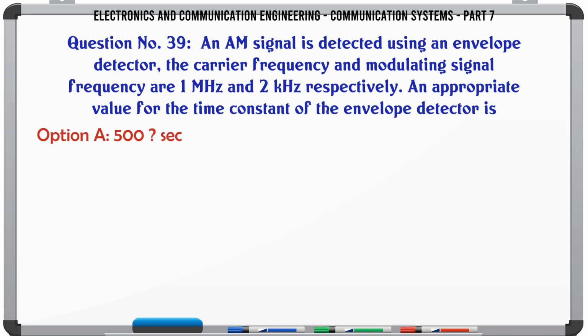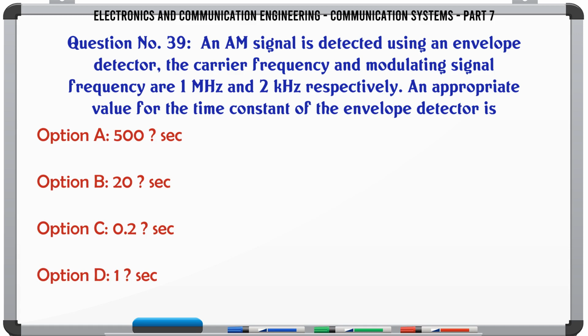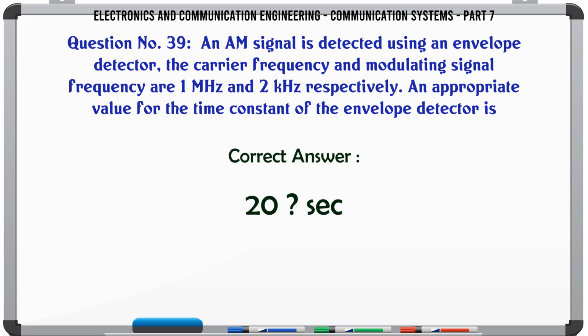An AM signal is detected using an envelope detector. The carrier frequency and modulating signal frequency are 1 MHz and 2 kHz respectively. An appropriate value for the time constant of the envelope detector is A 500 µs, B 20 µs, C 0.2 µs, D 1 second. The correct answer is 20 µs.